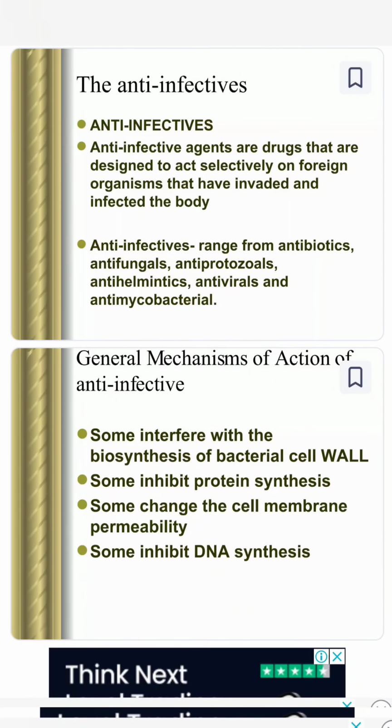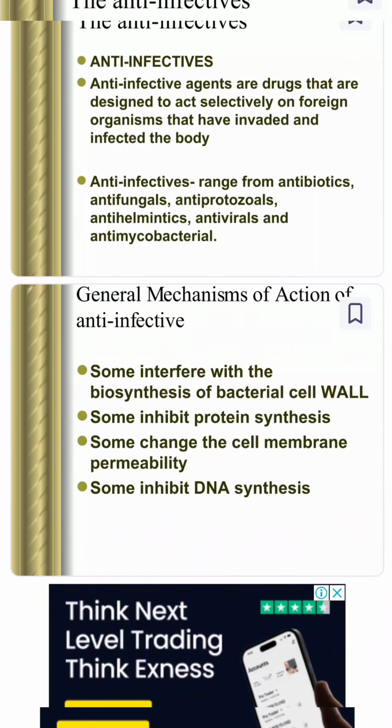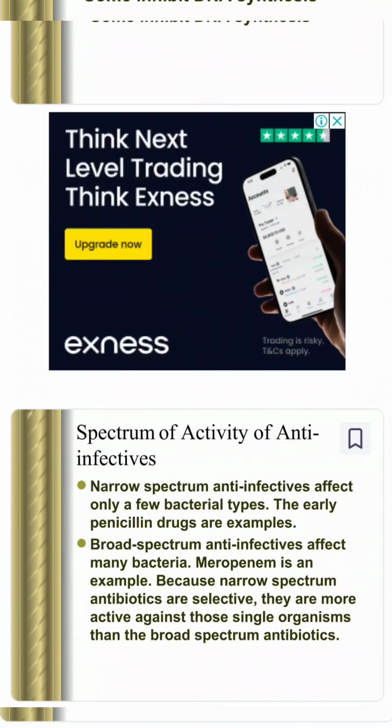Pharmacology of antibiotics. The anti-infectives. Anti-infective agents are drugs that are designed to act selectively on foreign organisms that have invaded and infected the body. Anti-infectives range from antibiotics, antifungals, antiprotozoals, to antivirals.